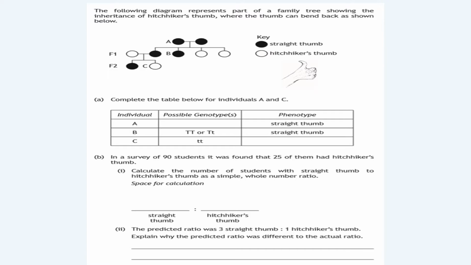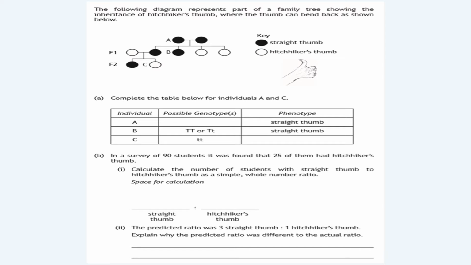So the answers are, so firstly, we need to work out what is happening in this tree. So what characteristic is dominant and what is recessive. So we've already been given individual B's genotype. So B is either big T big T or big T little t. So we know that the black circle represents the dominant phenotype, which would be straight thumb, because it contains the dominant allele.